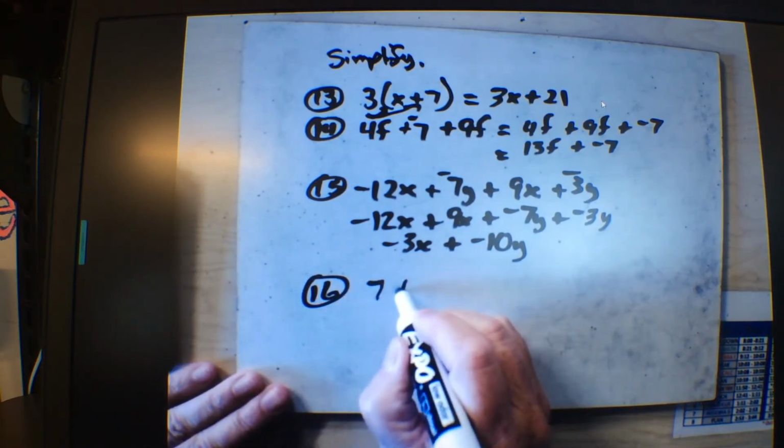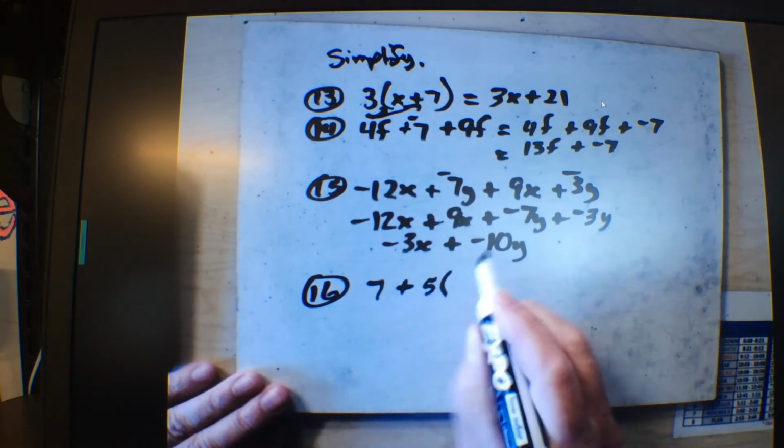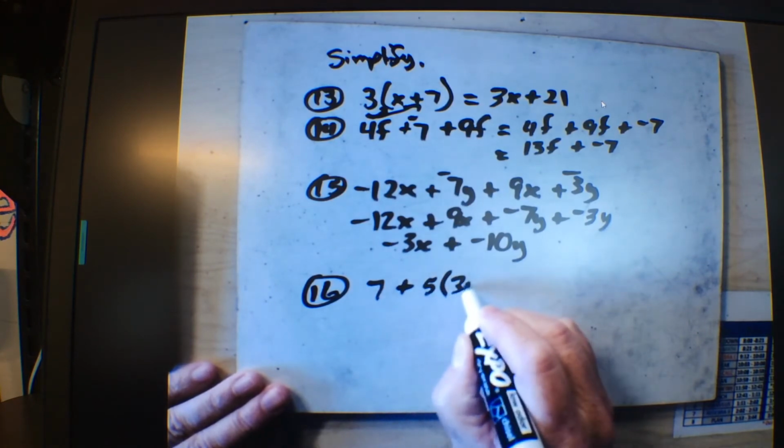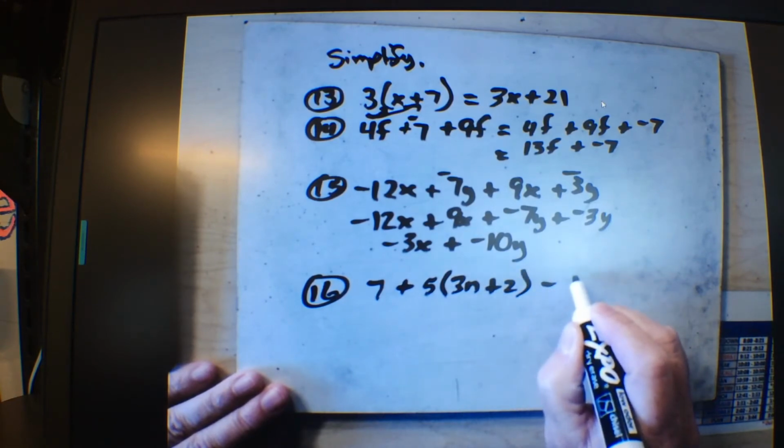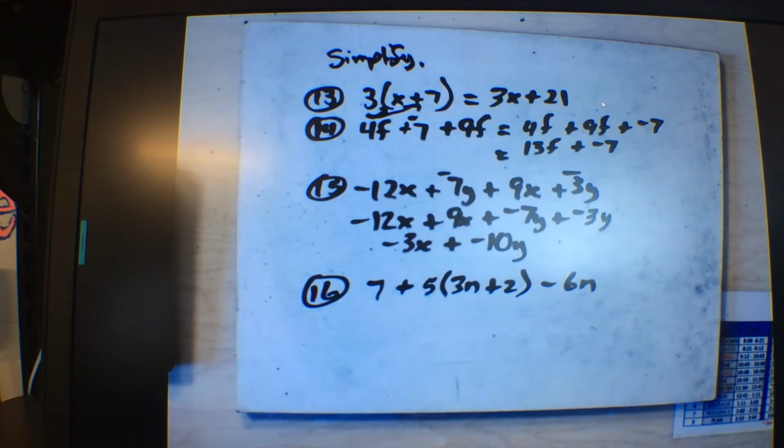All right. So now, this is the hardest one on the test. It's something like this. 7 plus 5 times 3n plus 2 minus 6n. Okay? And so the reason that this is hard is, number one, we have a lot of properties happening. We got the distributive property that needs to happen. We have the commutative property that needs to happen, and we have the associative property that needs to happen, right?